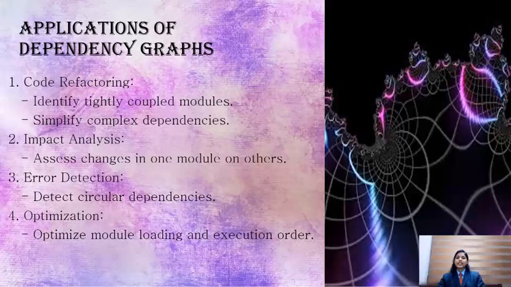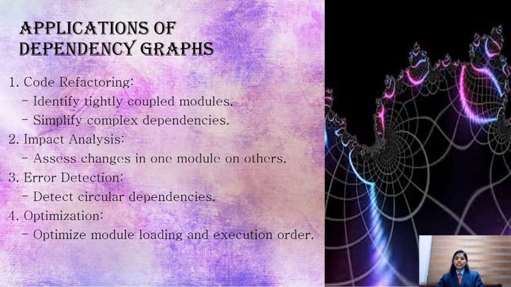Now that we understand how dependencies are modeled, let's look at some real world applications. Code refactoring. Dependency graphs help identify tightly coupled modules and simplify complex dependencies. Impact analysis. If we modify one module, how does it affect others? A graph helps us see that. Error detection. Circular dependencies can be problematic, and this analysis helps us catch them early. Optimization. We can optimize module loading and improve execution order based on dependencies.